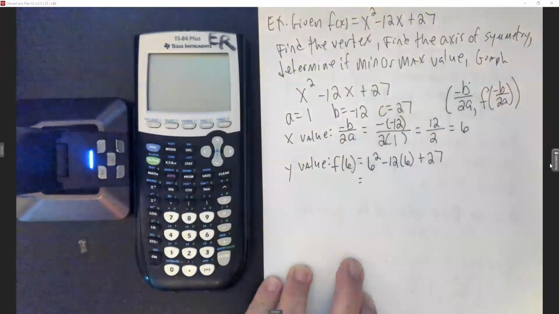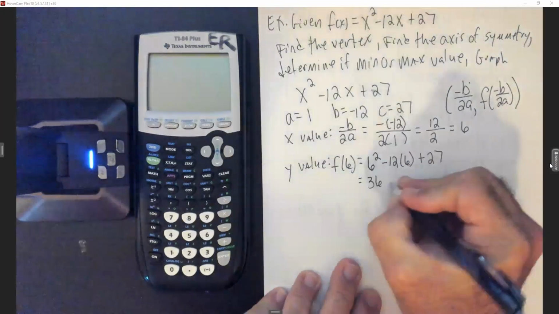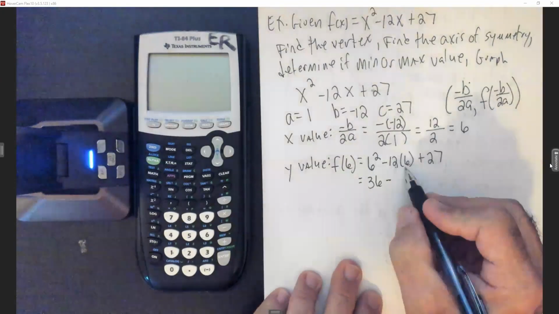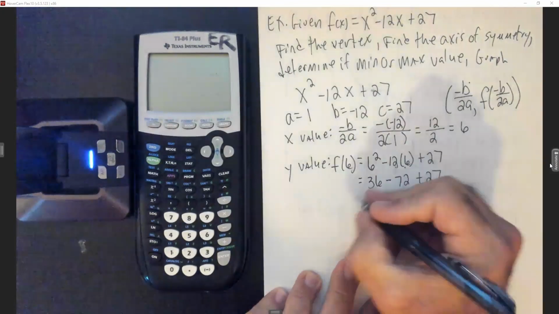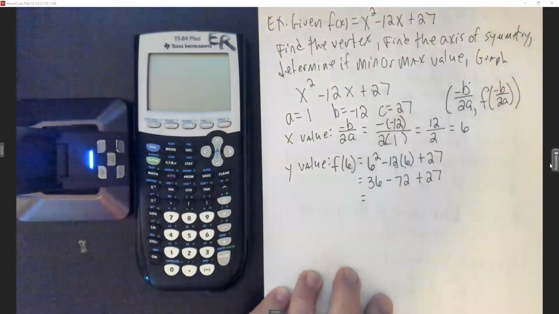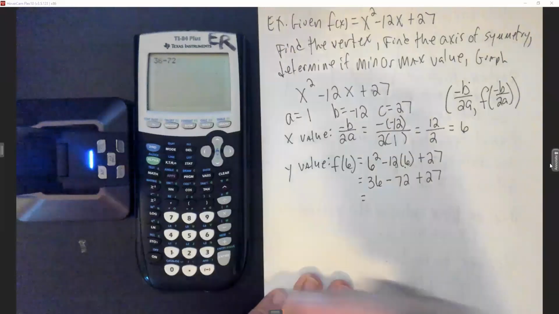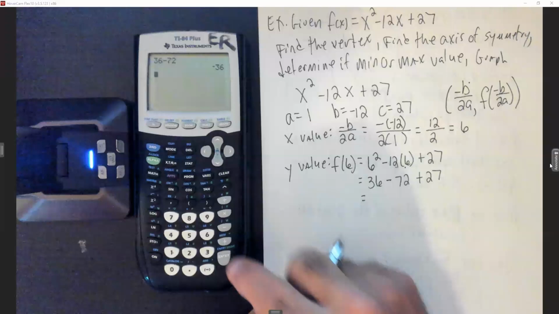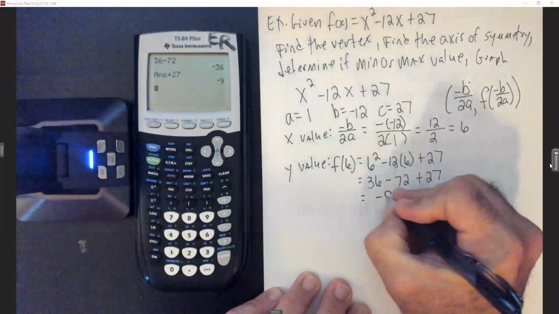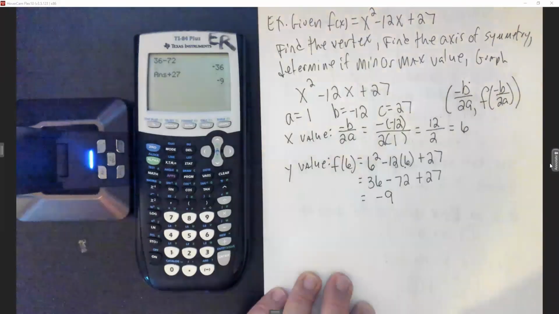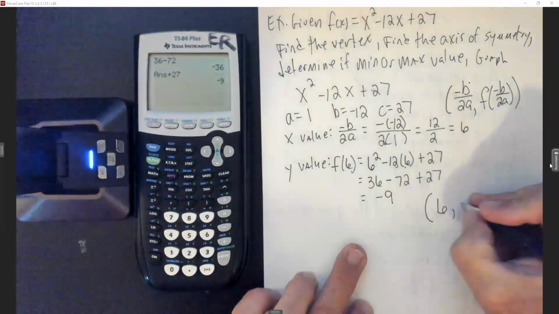All right, y'all, let's see what we get. 6 times 6 is 36, minus 12 times 6 is what, 72, and then plus my 27. All right, y'all, let's see what we get here. 36 minus 72 is going to be a negative 36, plus 27 is going to give me a negative 9. So my vertex will be 6 for the x value, negative 9 for the y value.